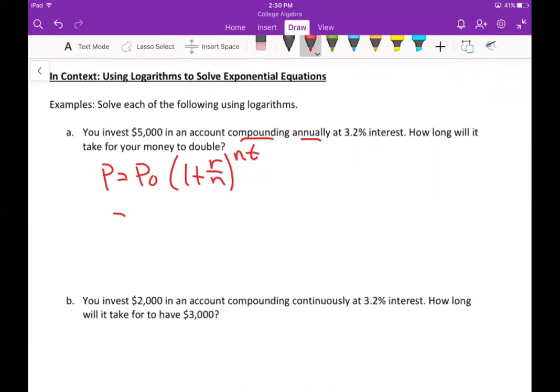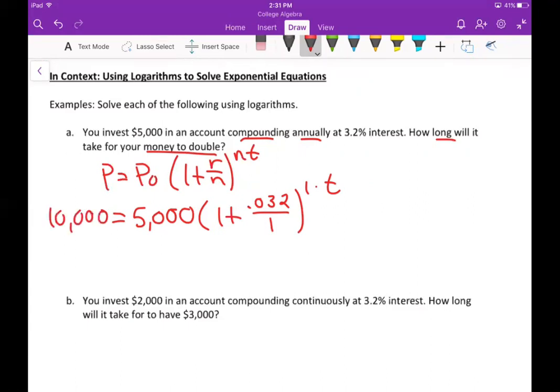We invest $5,000, so you should have put $5,000 in for P naught. We have 1 plus a rate of 3.2%, so 0.032. We're compounding annually, so n is just 1. And we're looking for t, right? We want to know how long it will take for our money to double. So what should our output be if our money is doubling? $5,000 will double to be $10,000. We want to know how long it takes for that $5,000 to double to $10,000.